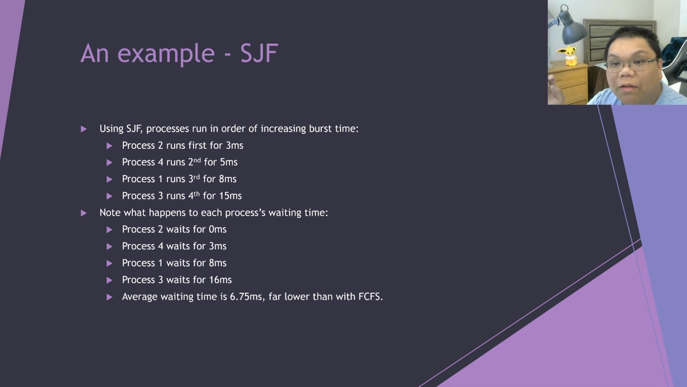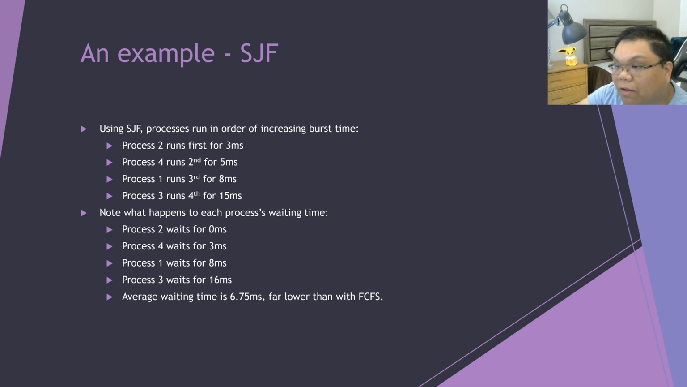So now, processes are going to wait, but the idea is they're going to wait for less time. Process 2 waits for 0 milliseconds because it was the first to go. Process 4 now must wait for process 2 to finish, which is going to be 3 milliseconds. Process 1 must wait for processes 2 and 4 to finish, and that's going to be an 8 millisecond waiting time. And then finally, process 3 must wait for all other processes before it to finish.